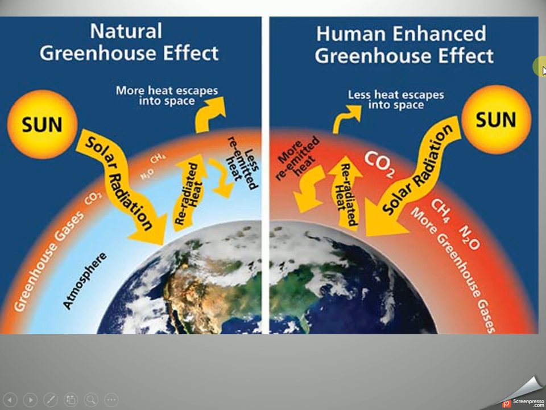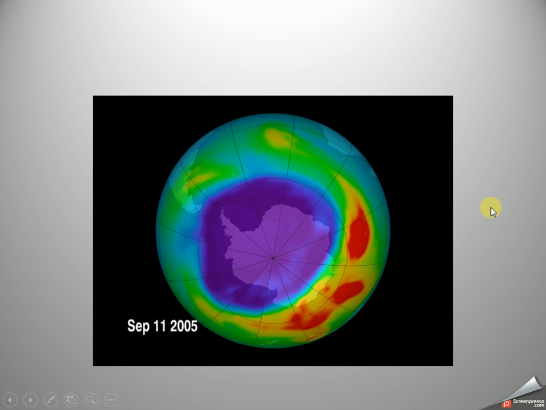The problem in the modern age is that we are enhancing the greenhouse effect. When the sun is shining down, instead of more of that heat bouncing off into space, more of it is re-radiated back into the Earth's atmosphere. That subsequently is heating up our planet, which is a bad thing because polar ice caps melt, sea levels rise, and weather gets extreme. Generally bad things.